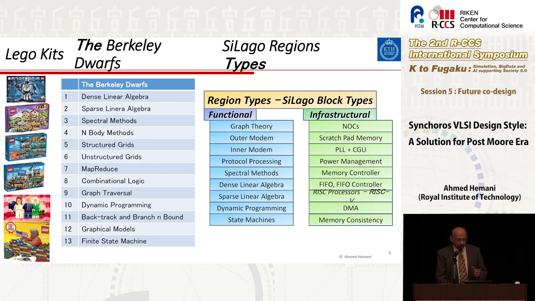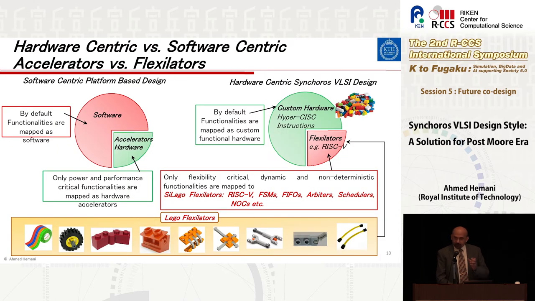Now, before I go further, let me try to further expand on the difference between the hardware-centric and software-centric world. Traditionally, in the software-centric platform-based design, the traditional system on chips that we're used to, by default, the functionality is mapped to software. Software typically has an energy delay product that is 2 to 4 orders of magnitude inferior compared to the hardware. And only the power and performance critical parts are moved to the accelerators.